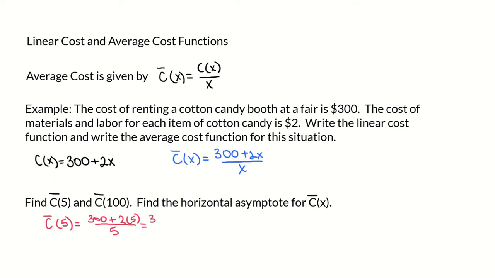So we get 300 plus 2 times 5 over 5, and that is 310 over 5, which is 62. And since this is average cost, that means that if we make and sell 5 pieces of cotton candy, the cost for each item would be $62. So $62 per item is what this average cost means.